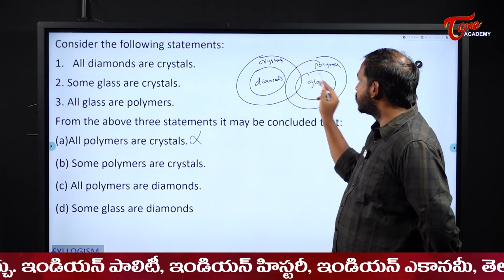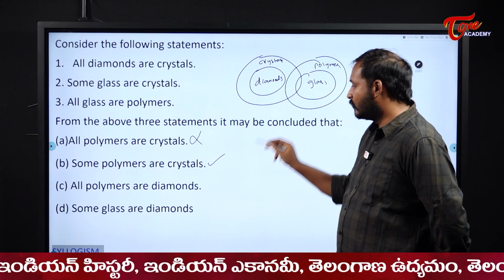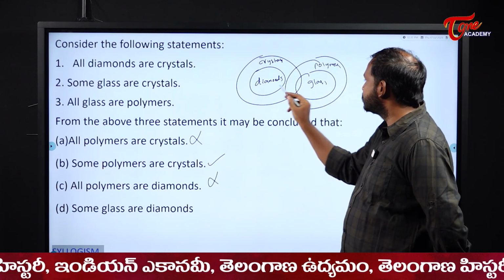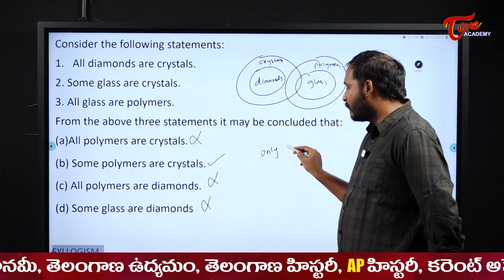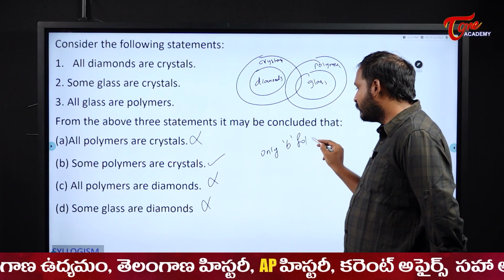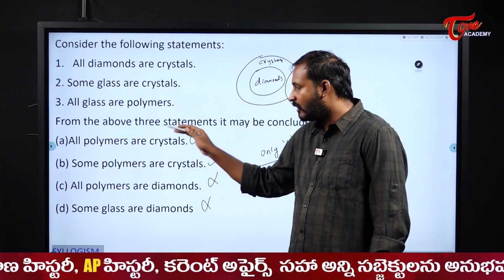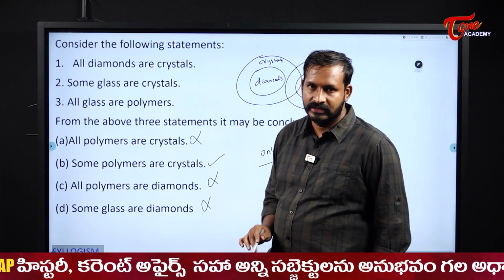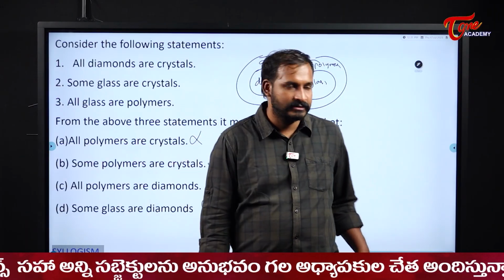No. Some polymers are crystals? Yes. All polymers are diamonds? No. Some glass are diamonds? Is there any relation between glass and diamonds? No. So here I can say only B follows. Why? Because here there is no requirement of an alternate diagram, since all are positive conclusions only. So there is no need of any alternate diagram. Just solve this one, right?